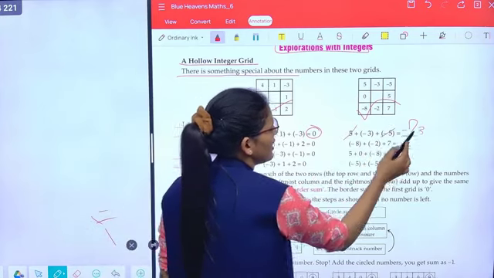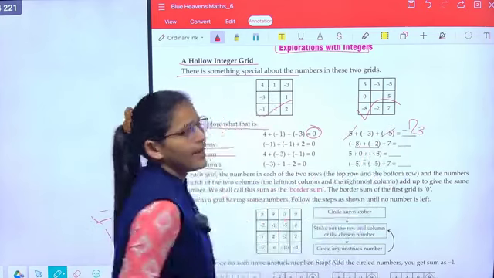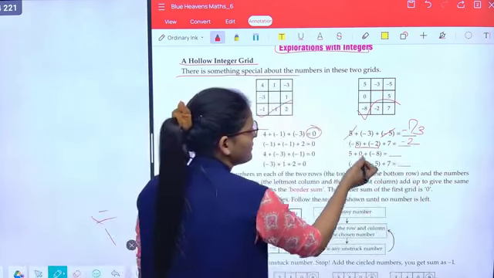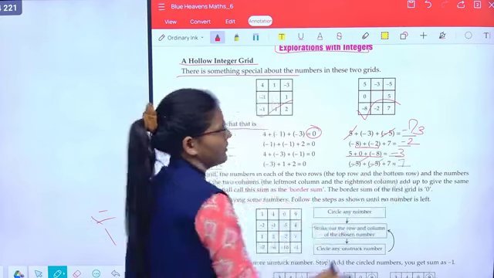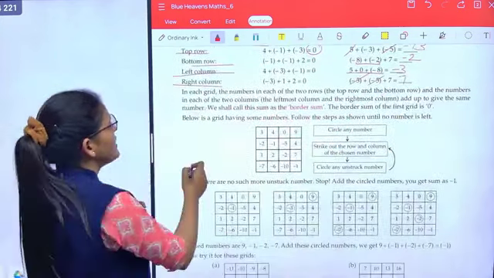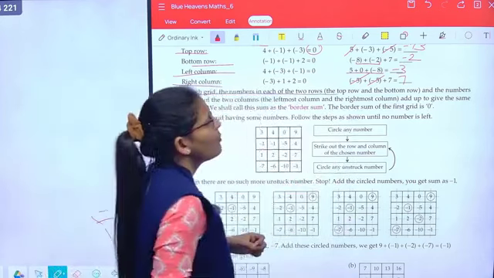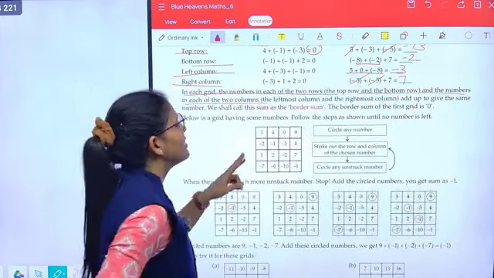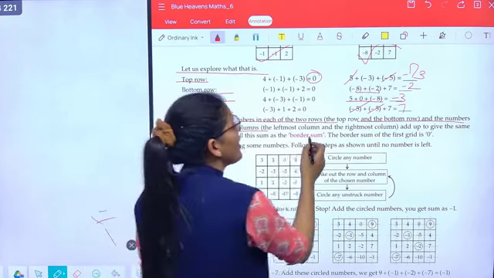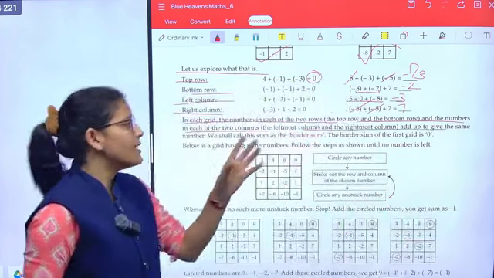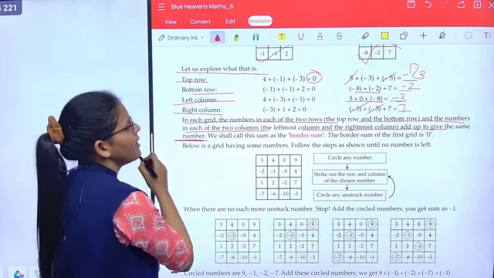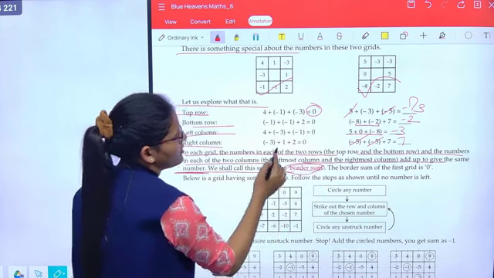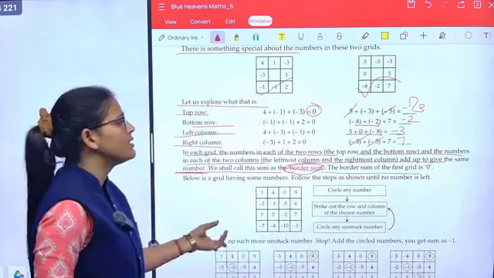So class, it is minus 3. Now it is minus 9 plus 7, that is minus 2. Now class, minus 3, that is 7. Understand class? In each case, the numbers in each of the two rows, the top row and the bottom row, and the numbers in each of the two columns, the leftmost column and the rightmost column, add up to give the same number. We shall call this number the border sum. The border sum of the first grid is 0.